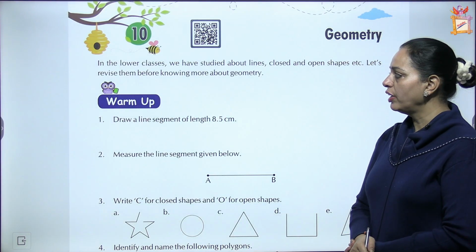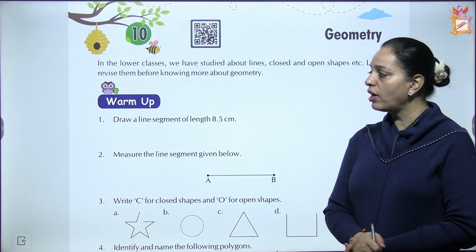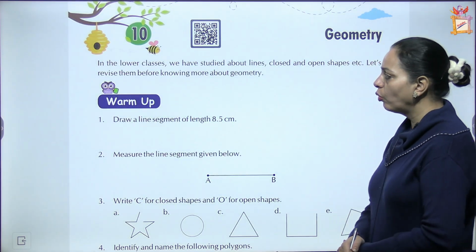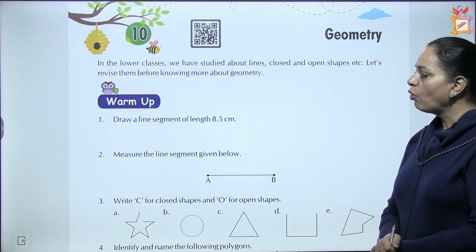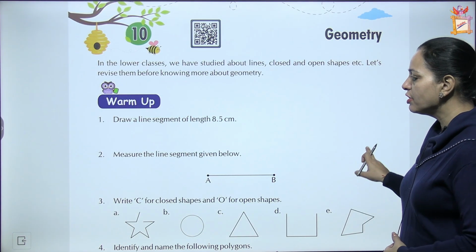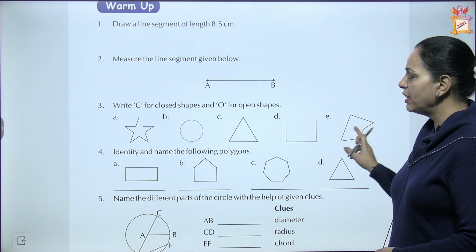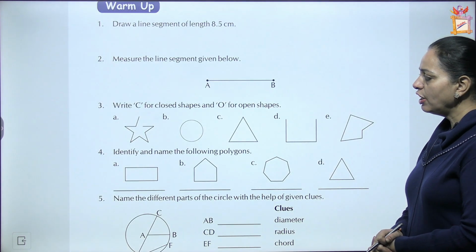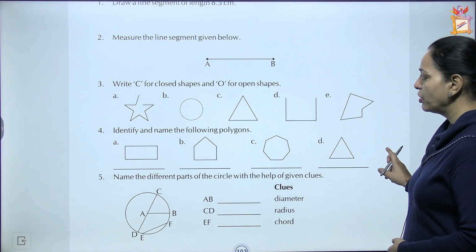Chapter 10 Geometry. In the lower classes we have studied about lines, closed and open shapes. Let us revise them before knowing more about geometry. So warm up, the first: draw a line segment of length 8.5 centimeter. You can do it. The second: measure the line segment. You can measure AB. Now the third: write C for closed and O for open shapes.